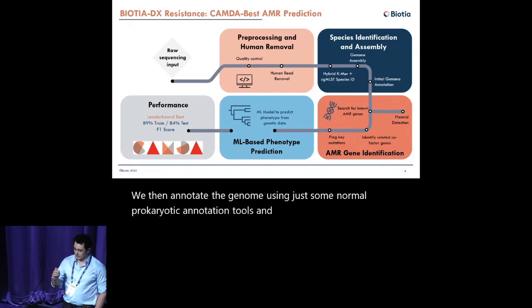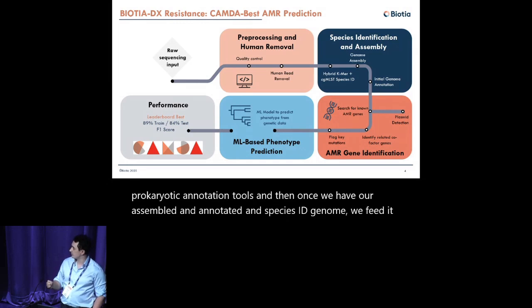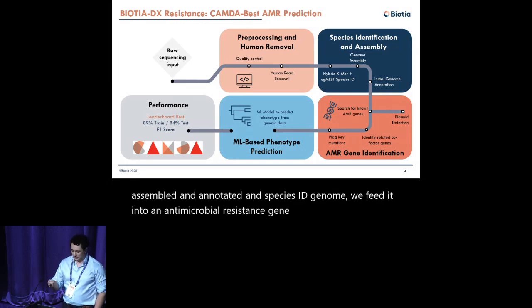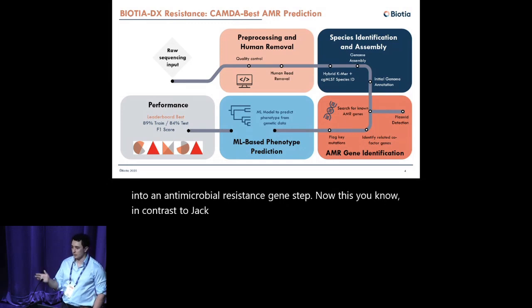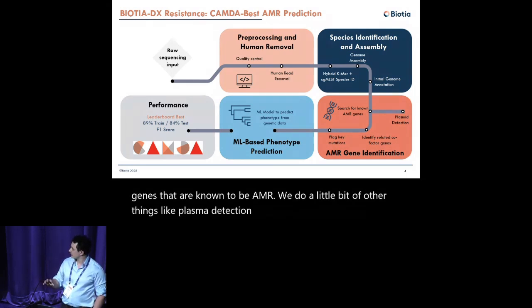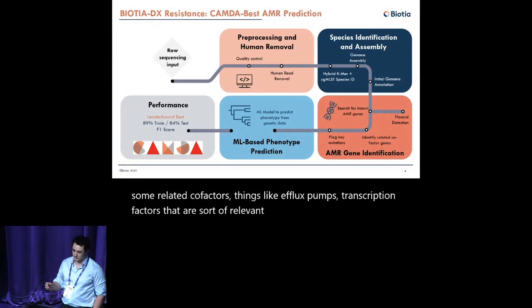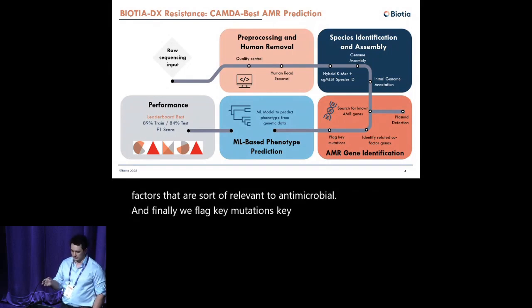Once we have our assembled, annotated genome with species ID, we feed it into an antimicrobial resistance gene step. In contrast to Jack's presentation earlier, we just look for known AMR genes in this genome, genes that are known to be AMR. We do a few other things like plasmid detection. Importantly, we also identify related cofactors, things like efflux pumps and transcription factors that are relevant to antimicrobial resistance. Finally, we flag key mutations and variants that have been flagged in the literature.